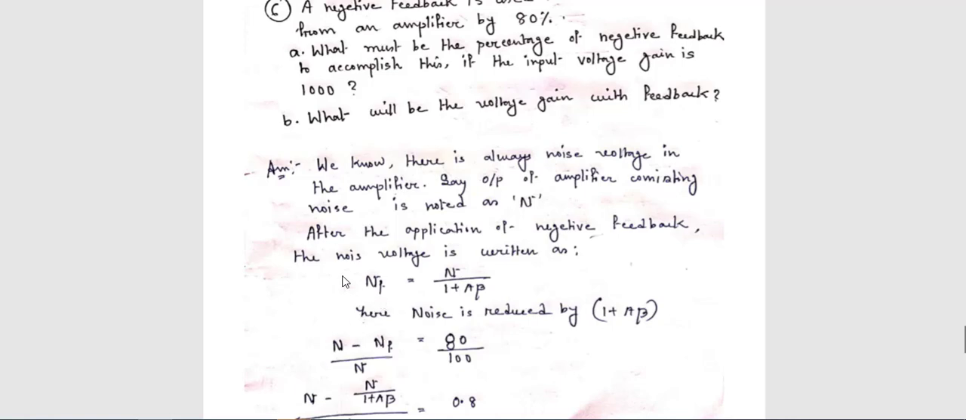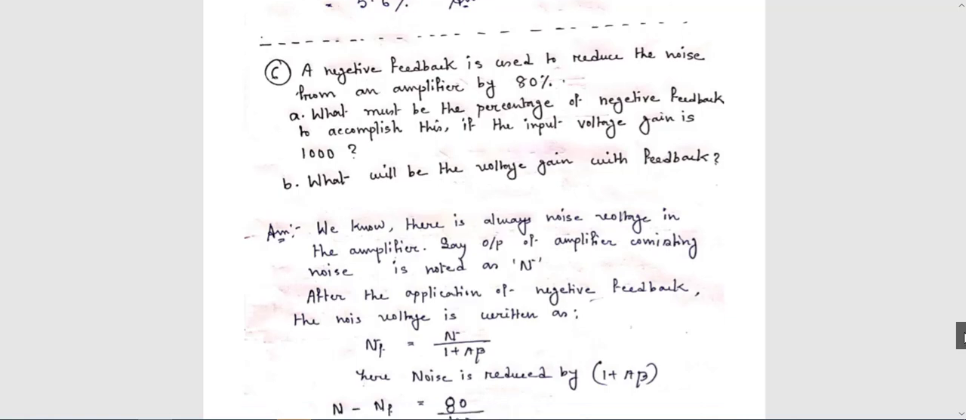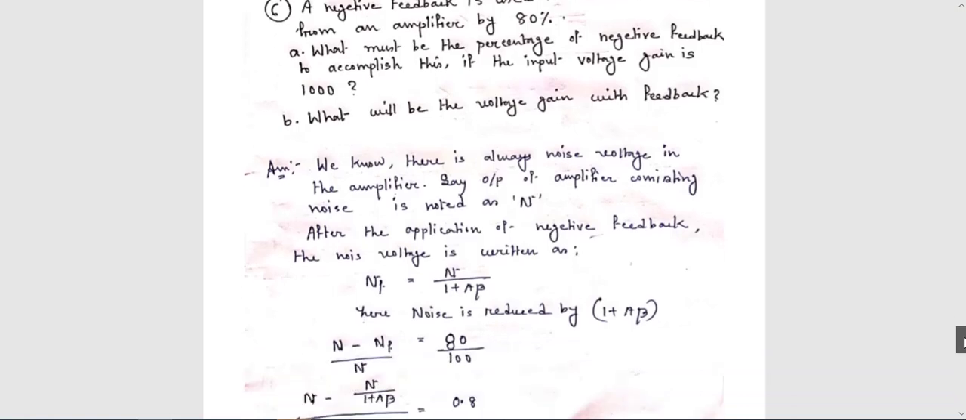And it is seen that NF is equal to N by 1 plus A beta. That means the noise is reduced by 1 plus A beta amount. Using negative feedback, you can reduce 1 plus A beta amount of noise from an amplifier circuit. Now in your question, it is given that using negative feedback, you can minimize the noise 80%.